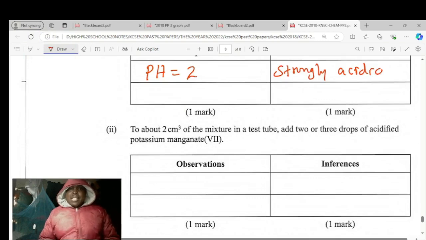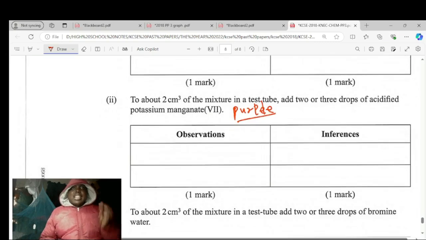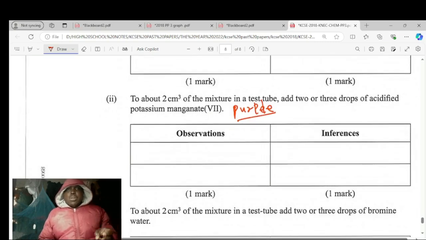We are adding acidified potassium permanganate. The color for this one is purple. We expect it to be decolorized. If it is decolorized, then the double bond, triple bond, and the alcohol are present. If it is not decolorized, then the 3 are absent.